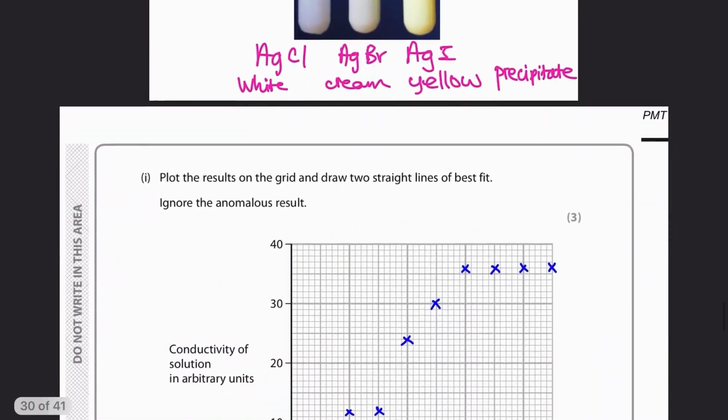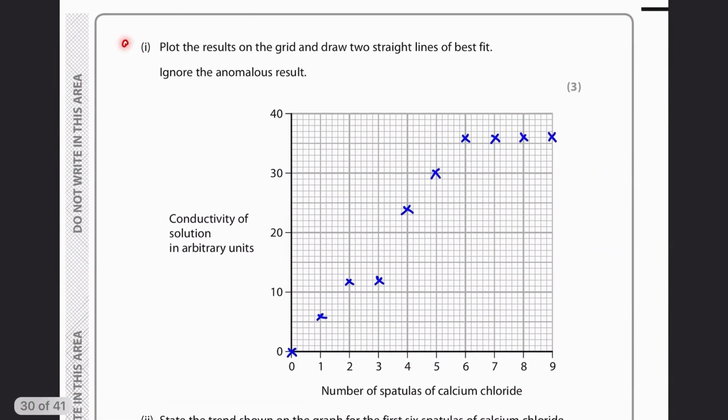All right, so let's look at here. It says plot the results on the grid and draw 2 straight lines of best fit. I've already plotted it for you. This is the data from the table above. And then it says ignore the anomalous result. Who's the anomalous result? Can you spot it? Which one's not following the trend? Is this one, isn't it? And in an exam, you can even circle it. You can circle an anomaly just to show the examiner that you've noticed that.